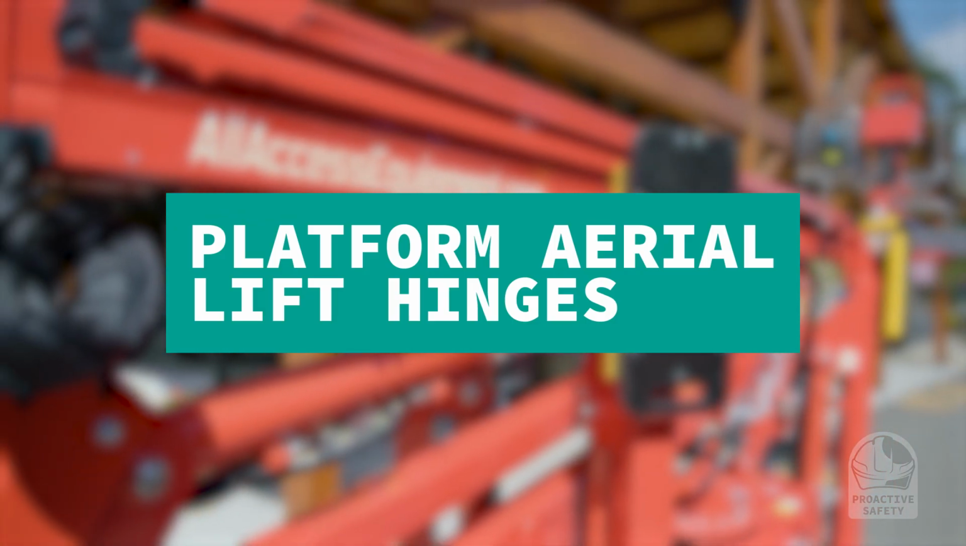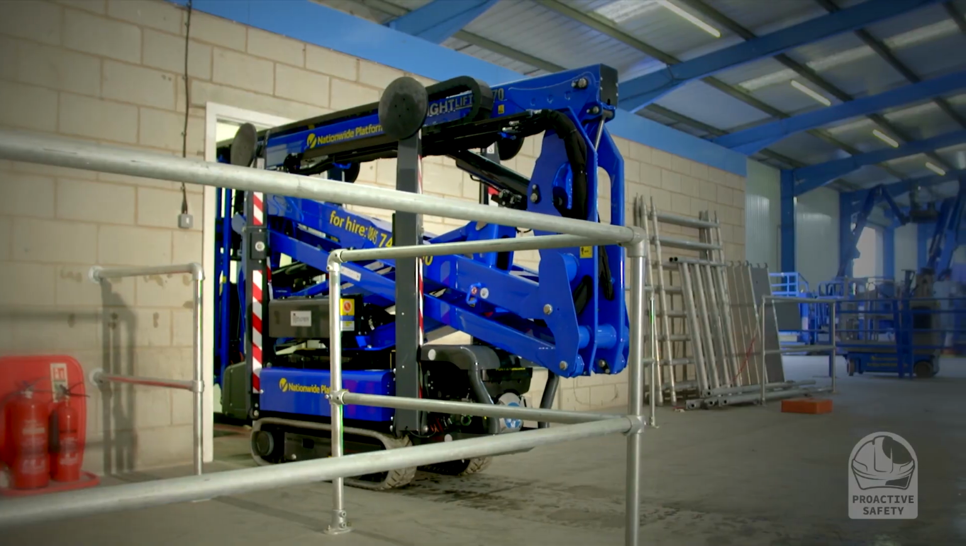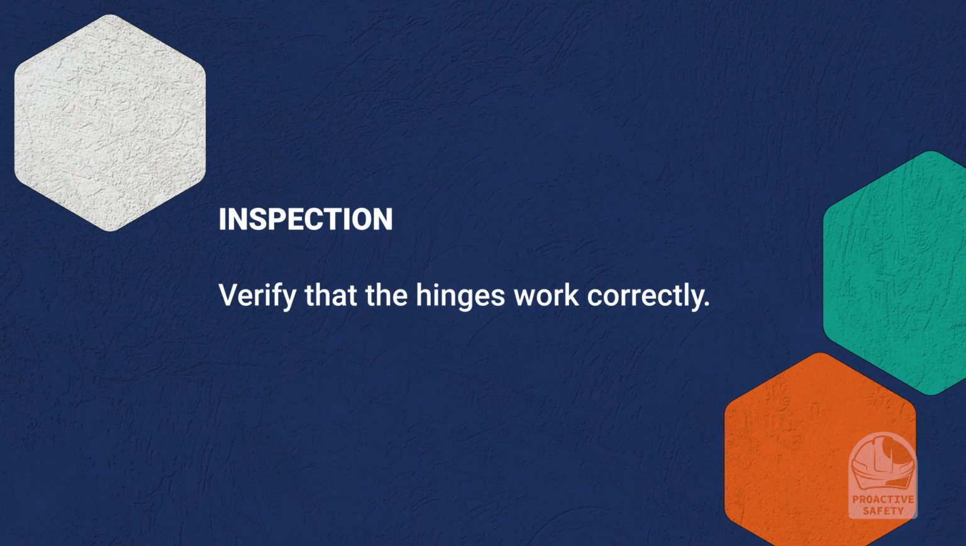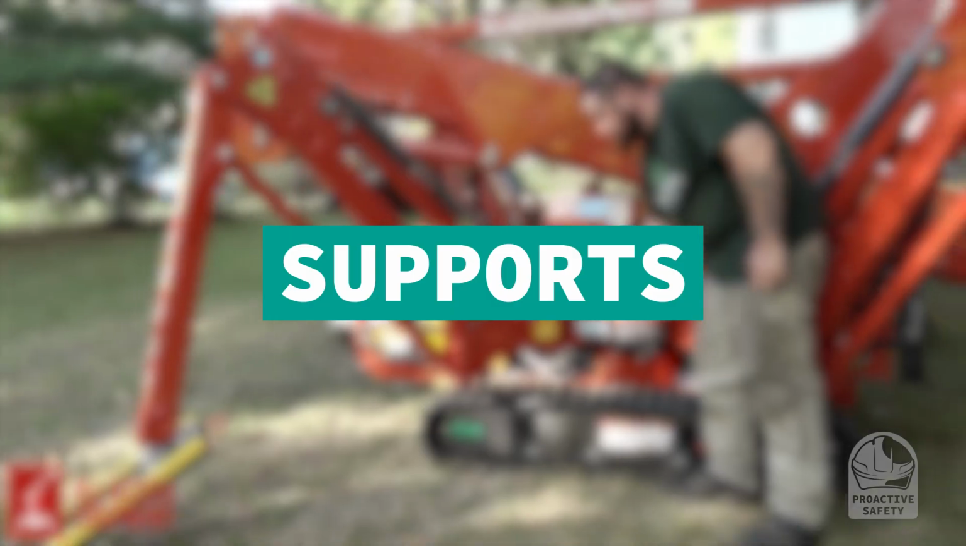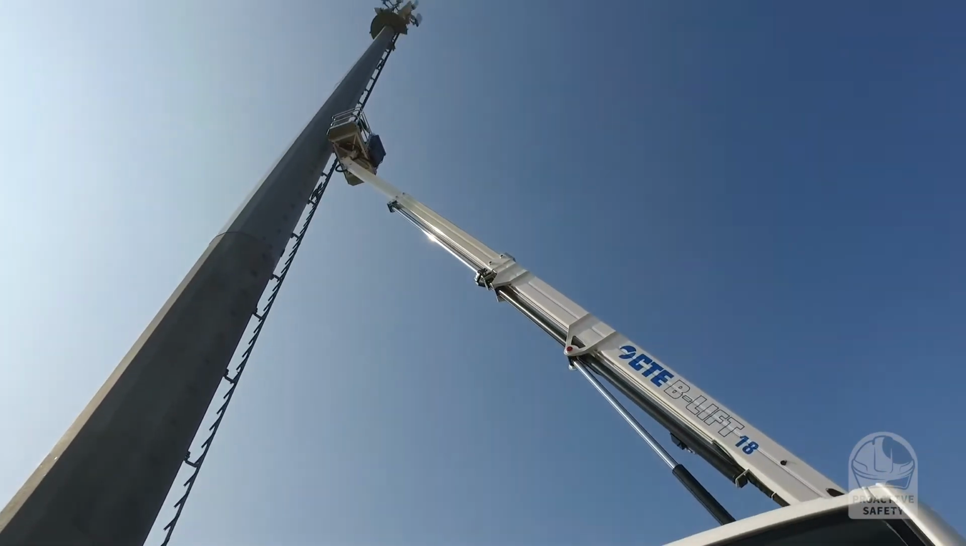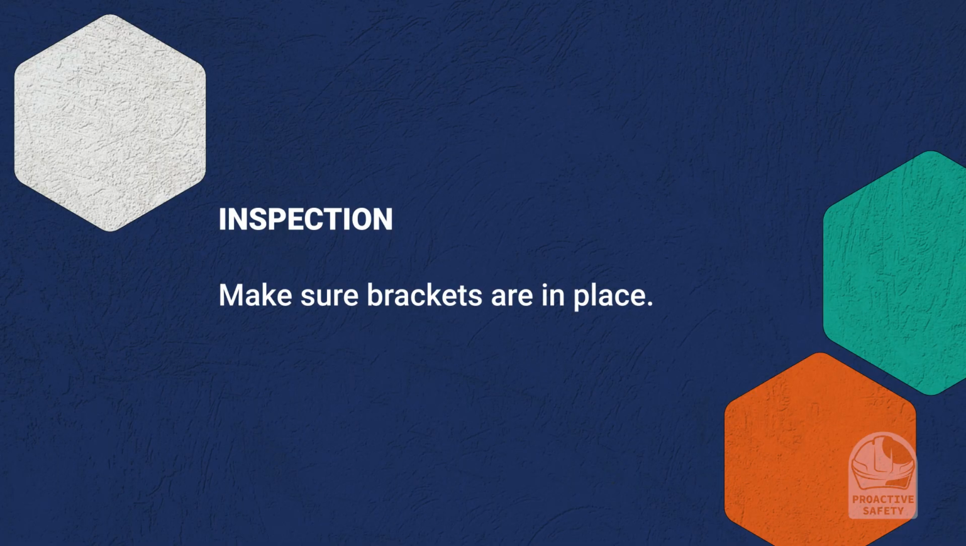Platform aerial lift hinges. Hinges allow deck sections to be folded or hinged for easy transportation and storage. When inspecting, verify the hinges work correctly. Supports. The supports are components that provide stability to the equipment when it is in use, avoiding the risk of tipping over. When inspecting, make sure the brackets are in place.